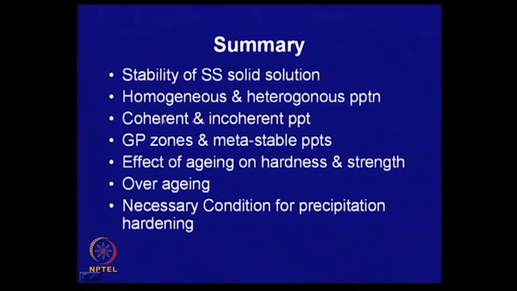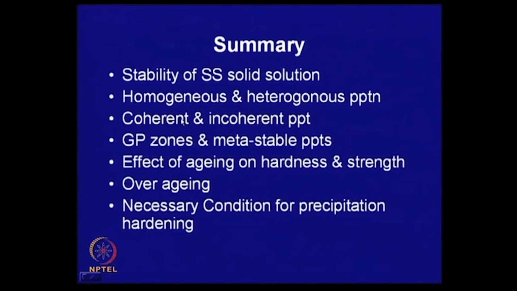And we also looked at the types of precipitate: what is coherent precipitate, what is semi coherent precipitate, what is incoherent precipitate. If in any alloy system you have incoherent precipitate, you cannot get precipitation hardening. But if there is a chance of forming coherent precipitate, in that case you get precipitation hardening.